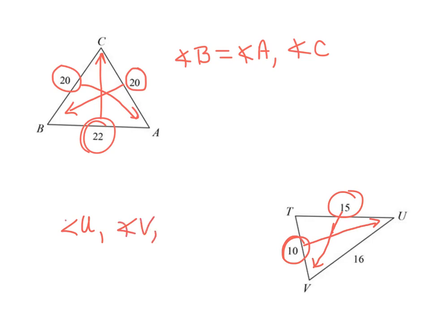And I'm not being consistent, am I, in my notation? There we go. And then the last angle that we haven't mentioned is angle T, and that is opposite our biggest side, so it is the biggest angle.